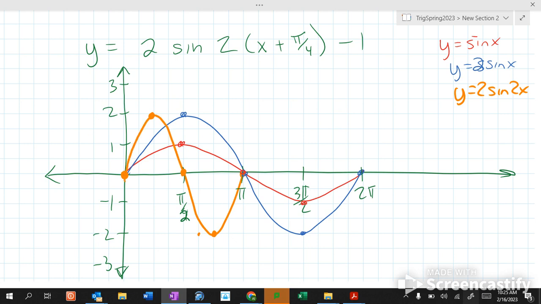And then plus pi over 4 moves it where? Two spaces to the left.